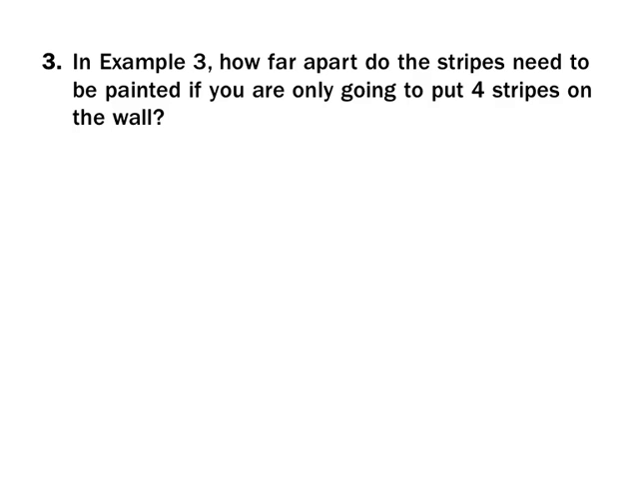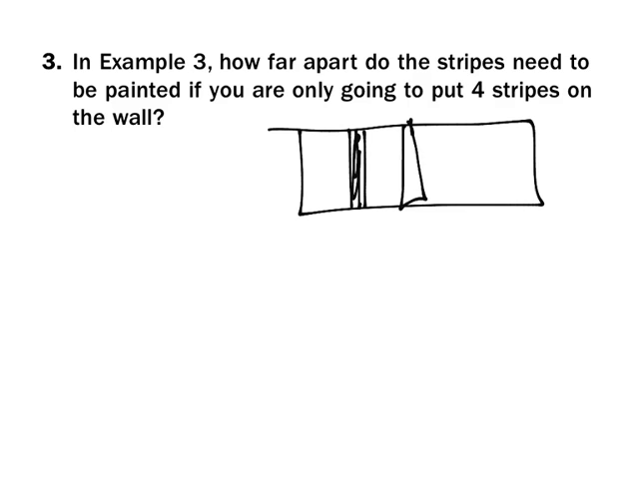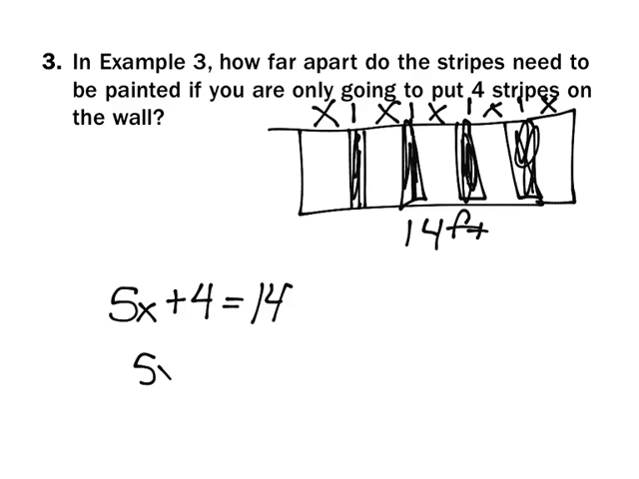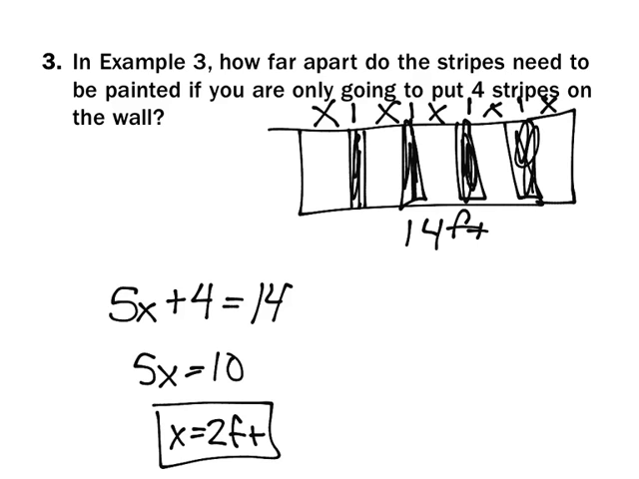So if we had the same problem, except this time we want 4 stripes. So 1, 2, 3. We'll put a 4th one here, and then I'll extend my box. Okay, so our unknowns right here. And we know that our question is how far apart do the stripes need to be if you painted 4 stripes. Okay, and the 4 stripes are still 1 foot. And again, it was 14 foot wide. So we have 5 unknowns. We know that we're going to take 4 feet up, and it needs to equal 14 feet. End up with 5x equals 10, x equals 2 feet. That is our unknown. 2 feet in between each stripe.